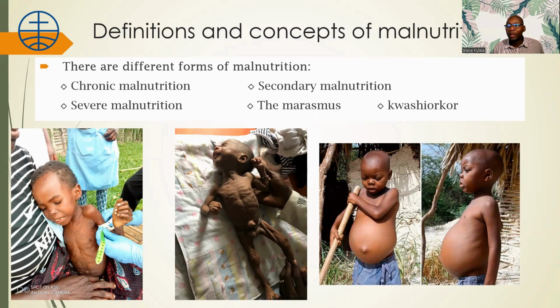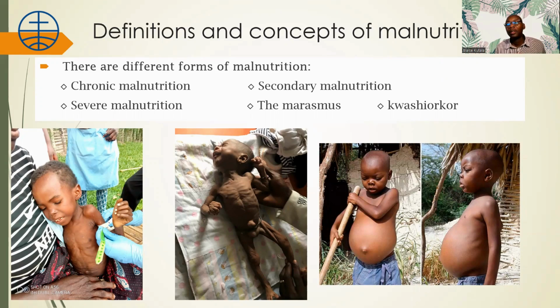Secondary malnutrition is a temporary imbalance between the nutrient needs of the body and the nutrients it has. So, for example, someone who is sick is usually eating well, but at the moment that he's sick, he has an imbalance between the nutrition that he needs and what he's eating at this time.